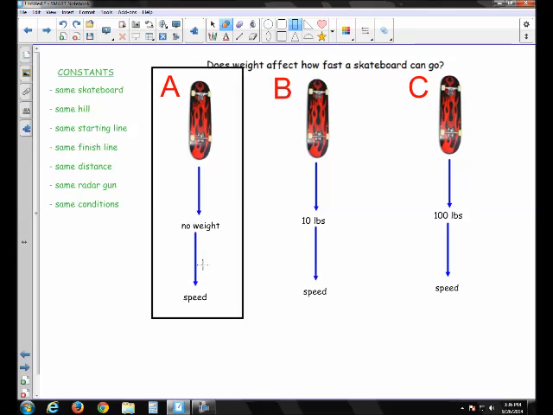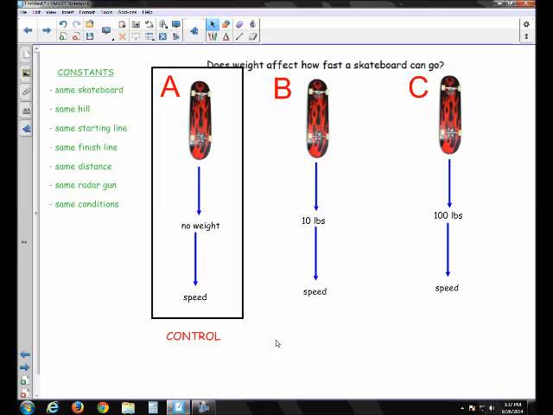And I intended that to be the case, because it has no weight. So we can see how the skateboard runs on its own without anything on it. Then we can compare this one that has 10 pounds to this one, to see if it makes a difference. Or this one that has 100 pounds, and see if that makes a difference. And so we can compare B and C to A to see if it makes a difference. And so this is our control. Let's change that to red. A is our control in our experiment.